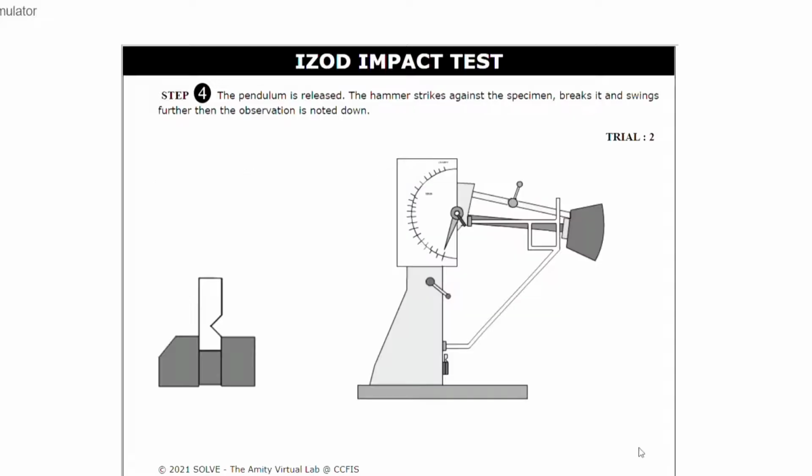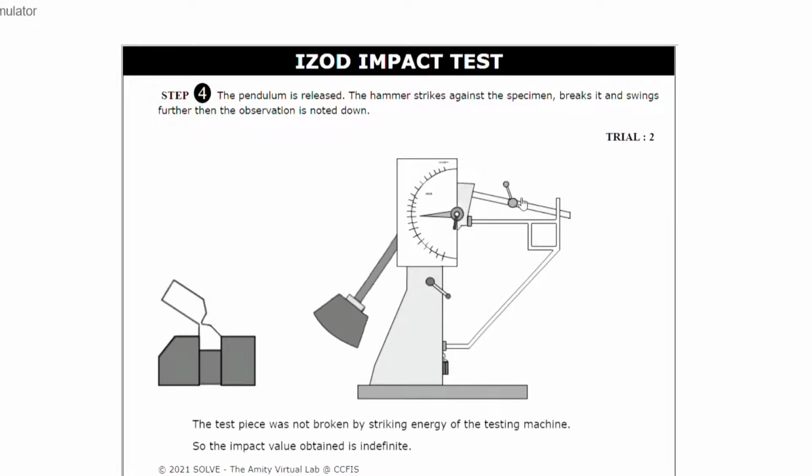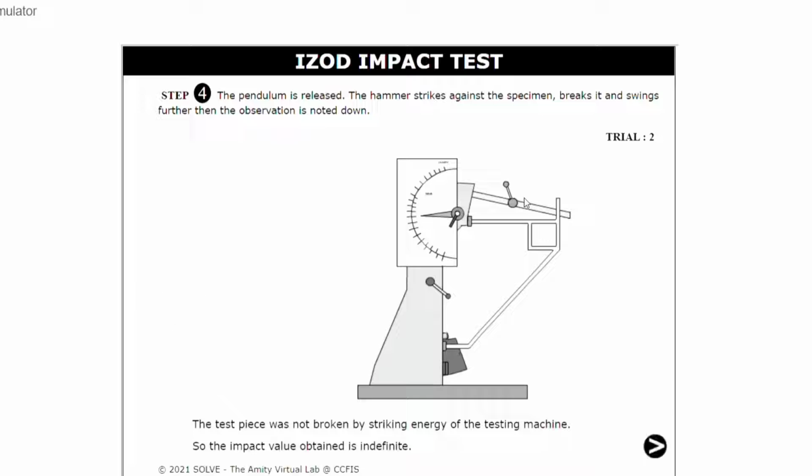Step 4. The pendulum is released. The hammer strikes against the specimen, breaks it, and swings further, then the observation is noted down. The test piece was not broken by the striking energy of the testing machine, so the impact value obtained is undefined.